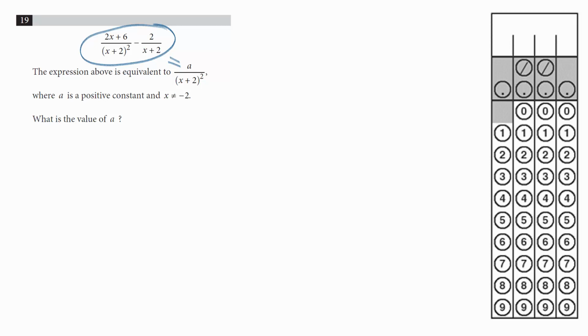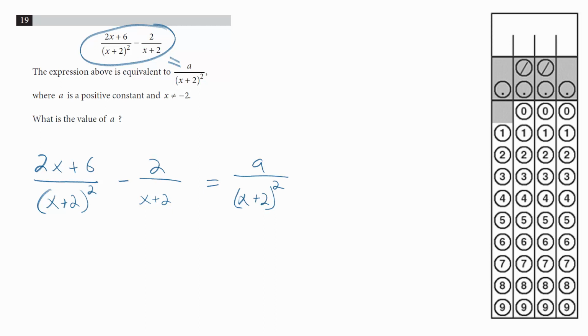let's rewrite it as one equation. 2x plus 6 over x plus 2 all squared minus 2x plus 2. If all of that is equal to a over x plus 2 squared, now we need to figure out what is the value of a.